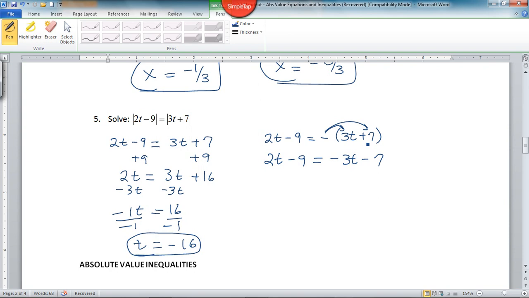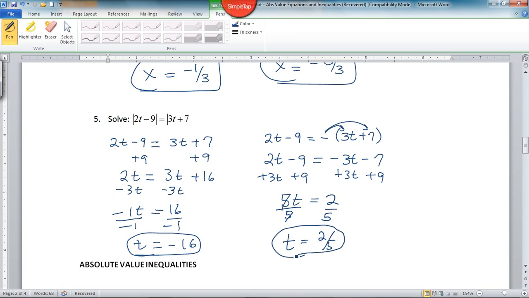Now we need to get the variables on one side, constants on the other, so I'm going to add 3t and I'm going to add 9 to do that. That'll get me 3t plus 2t is 5t, negative 7 plus 9 equals 2. Divide by 5, and t equals 2/5 is the second solution. Alright, so that takes care of our absolute value equations.